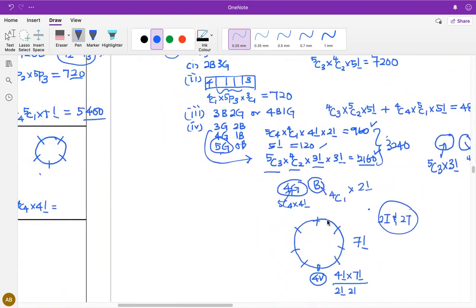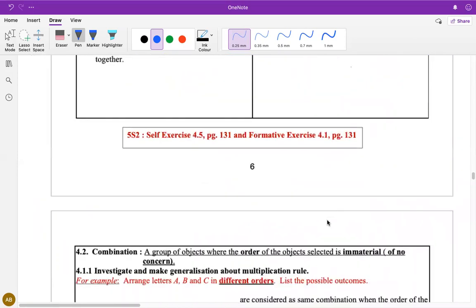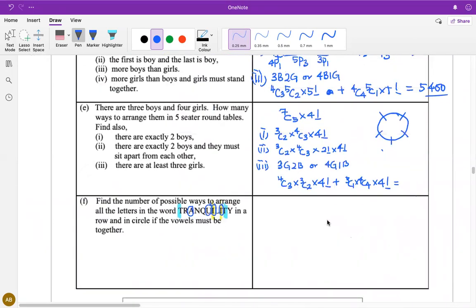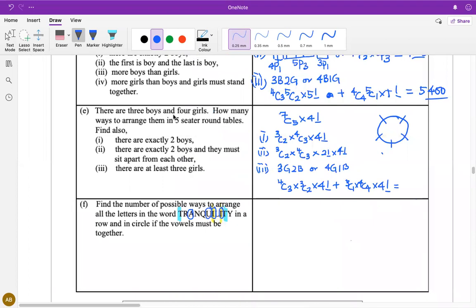Okay, so hopefully I won't make you busy. Yeah. Next one is there are 3 boys and 4 girls. How many ways to arrange them in 5-seater round tables? So 5-seater round table. So first thing, we need to choose the total 7 persons. We have to choose 5. Okay, choose 5 and then after that we arrange them. So that is 7C5.